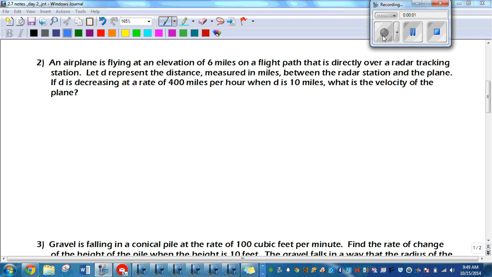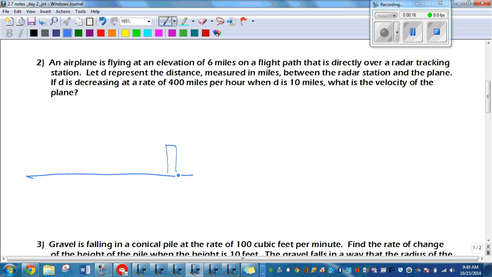Let's take a look at number 2. An airplane's flying at an elevation of 6 miles on a flight path that is directly over a radar tracking station. So we've got the ground here, here's our radar tracking station and our airplane. It's going to fly over that tracking station. The airplane is at an elevation of 6 miles.